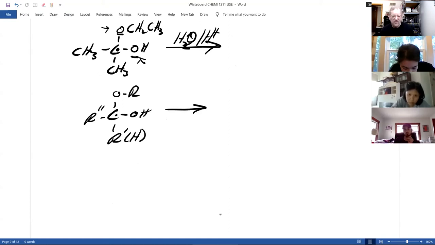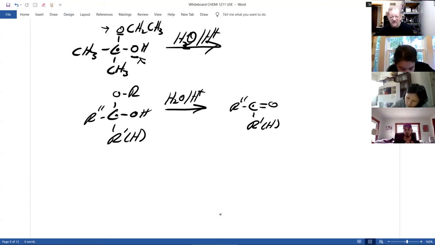If you react this with water and acid, this carbon becomes a carbonyl, what's attached to it, R prime or H, and R double prime are still attached, and you get the aldehyde or ketone. Then on the oxygen, this R group becomes this alcohol, and you get the aldehyde or ketone, and the alcohol you would have used to make that compound.